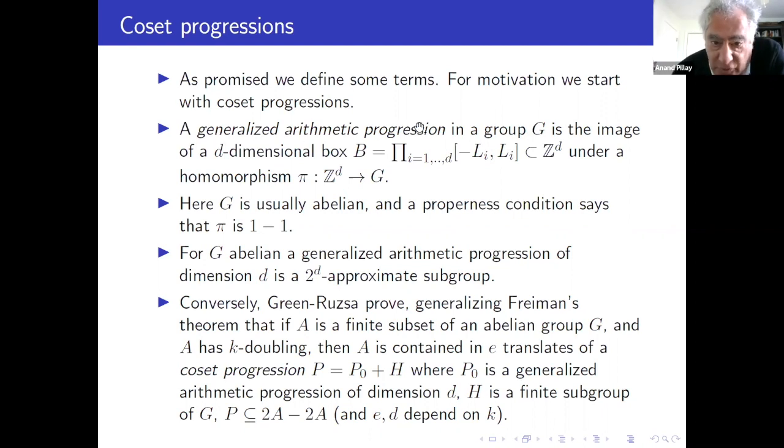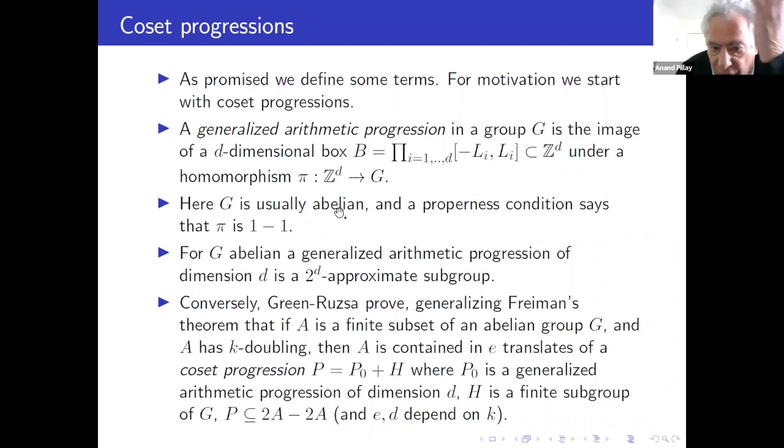A generalized arithmetic progression in a group G is the image of a d-dimensional box, the product of intervals [-L_i, L_i] in Z^d, under a homomorphism from Z^d to G. Now, L_i is typically an integer, but it could actually be a real number, and it makes sense anyway for real numbers. So it's an image of a box in Z^d under a homomorphism.